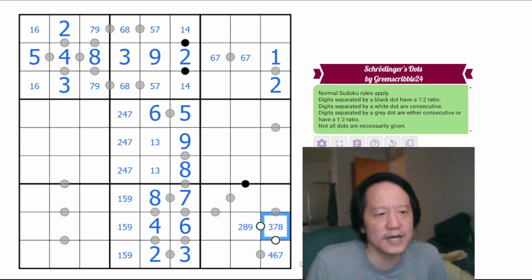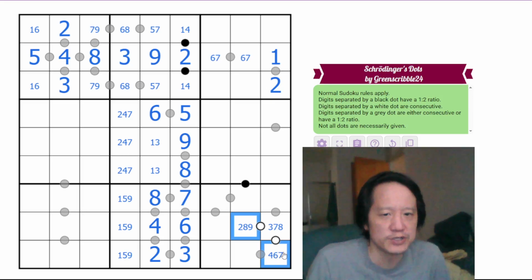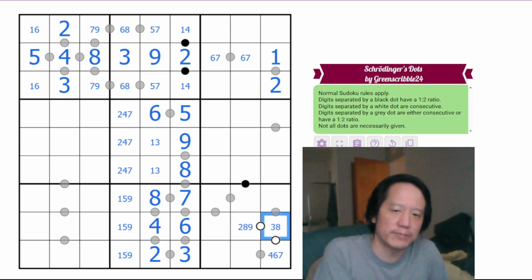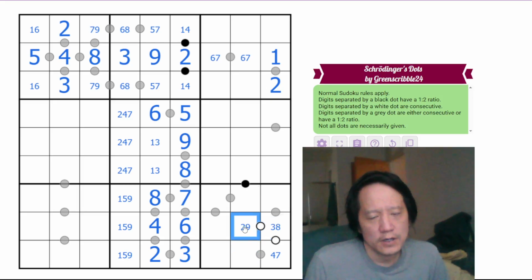Okay, if this is 7, it's only consecutive with two unique digits, and it can't be in a 1 to 2 ratio with anything. So this cannot be 7 because we would have 3 relationships with unique digits here. So this can't be 7, which means this cannot be 6, 7, and 8. Okay.